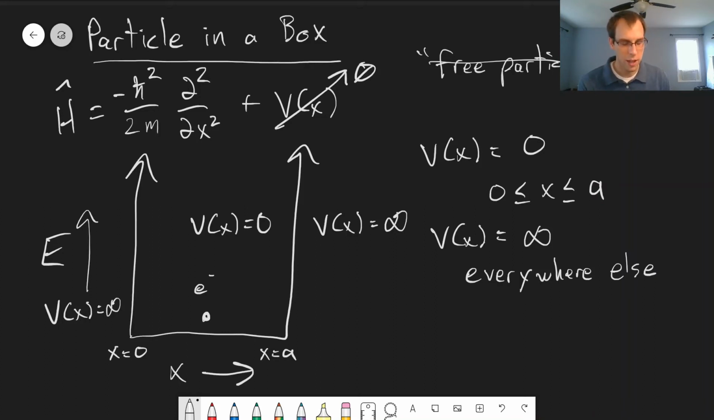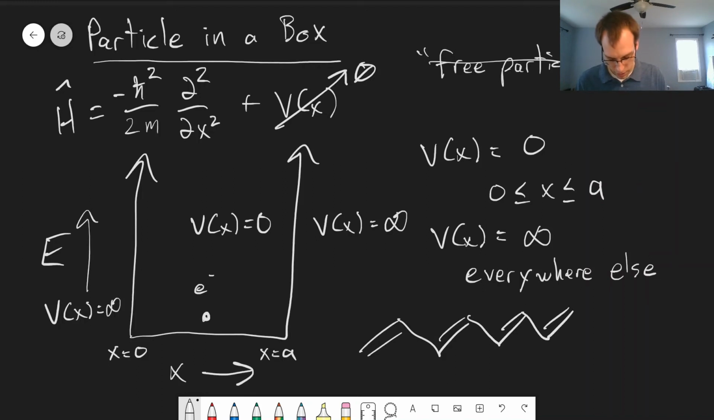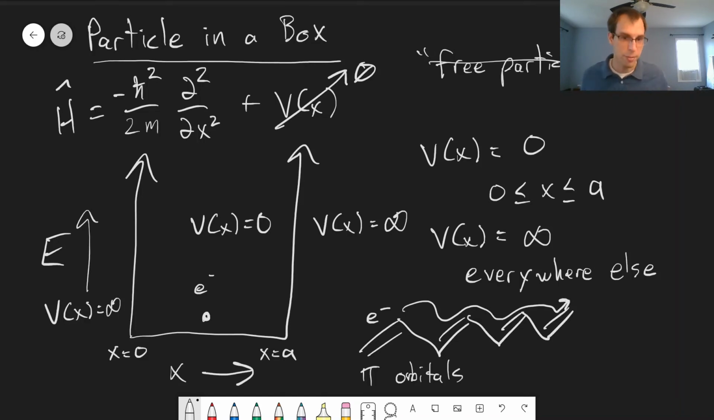This is sort of an idealized system. This is not something that occurs in the real world. We can't create infinite potential wells and things like that. But a close approximation in chemistry is that if we take a conjugated organic molecule like this, we can think about the electrons that are in the pi orbitals, in the pi bonds, are free to travel all along the length of this molecule. And so this electron basically can't leave the molecule.